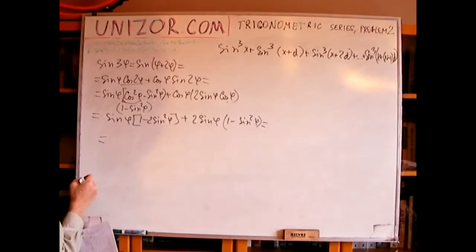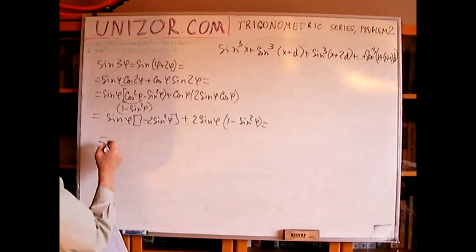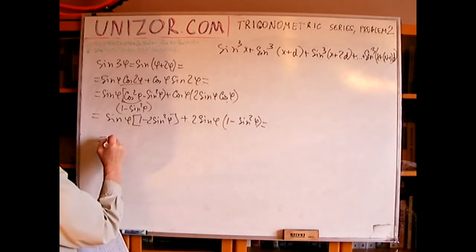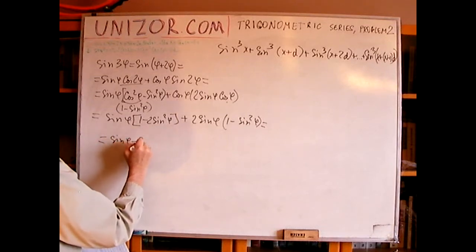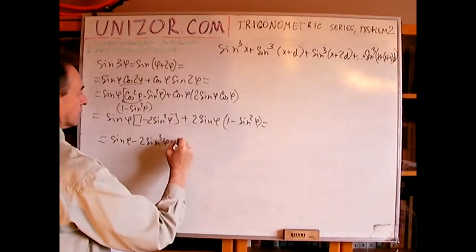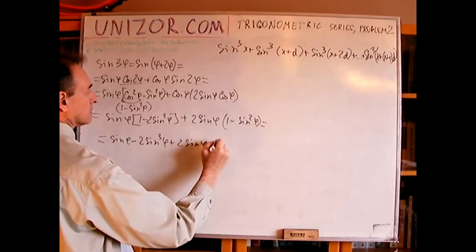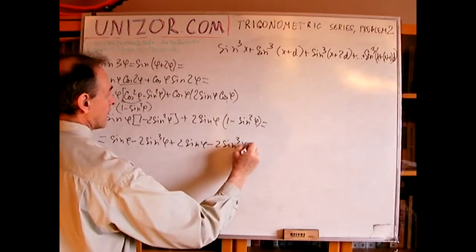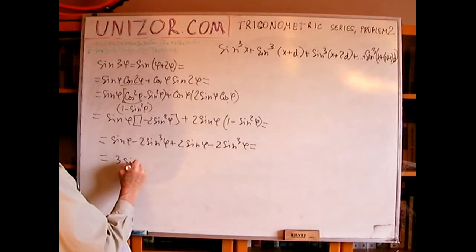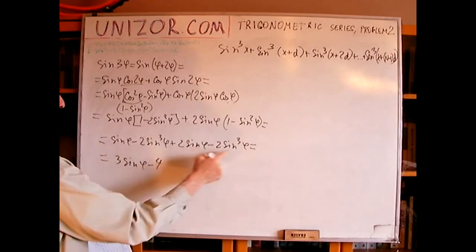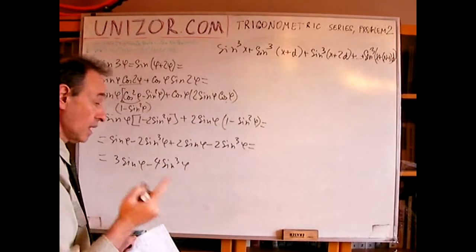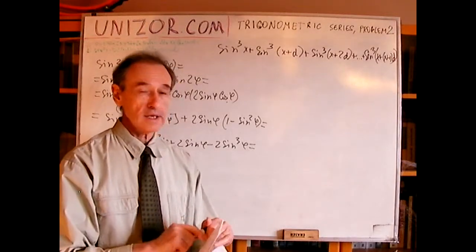Alright, now let's open all these brackets. Sine phi minus 2 sine cube phi plus 2 sine phi minus 2 sine cube phi equals. Sine and 2 sine, that's 3 sine phi minus 4 sine cube phi. Now, why is it important?